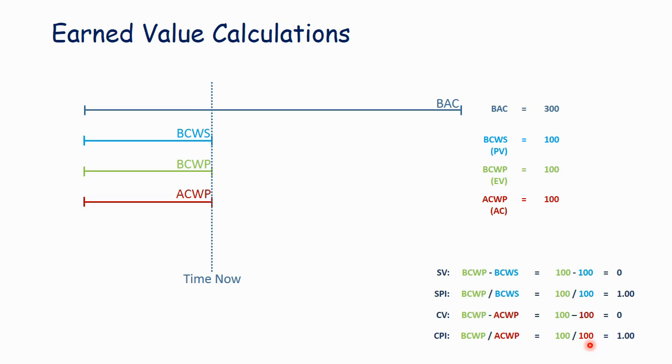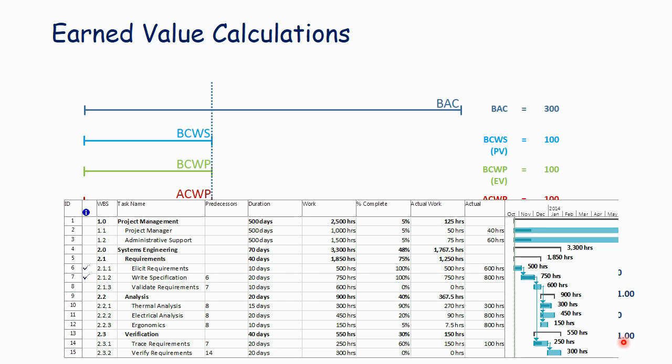If we had spent more time to accomplish this 100 hours of work, this number would be less than 1. So it would be 100, say, over 110. A number less than 1 means that you're overrunning. You're not staying within budget. Likewise, if we accomplish this 100 hours of work for less than 100 hours, say 90 hours, this number would be greater than 1. That means you're underrunning.